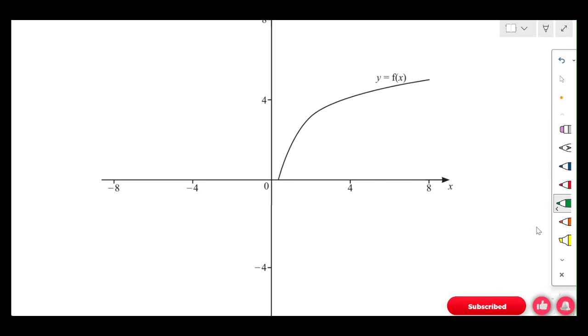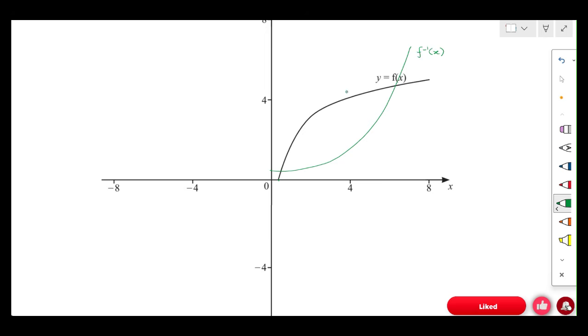Okay, so we have f of x. This is f of x. We need to sketch f inverse of x. If f of x has some x-intercept close to 0, then it means f inverse of x should have some y-intercept which is close to 0, right? And the shape of the graph is this. Let me correct this. Yeah, this is how f inverse of x looks like.